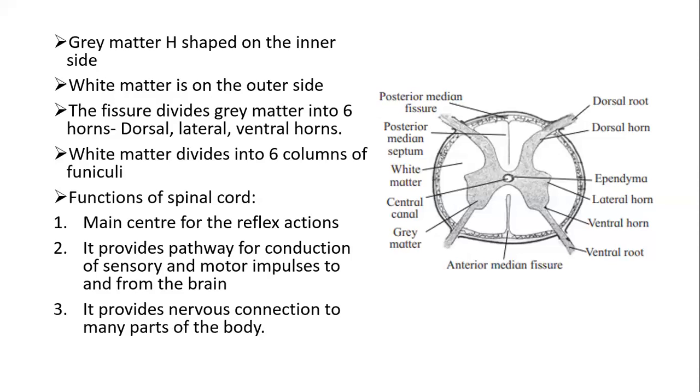So let us see the functions of spinal cord. It is the main center for the reflex actions. It provides pathway for conduction of sensory and motor impulses to and from the brain. जसं आपण पाहिलं dorsal root ला sensory आणि ventral root ला motor impulses transmitted. And the third one, it provides nervous connection to many parts of the body.